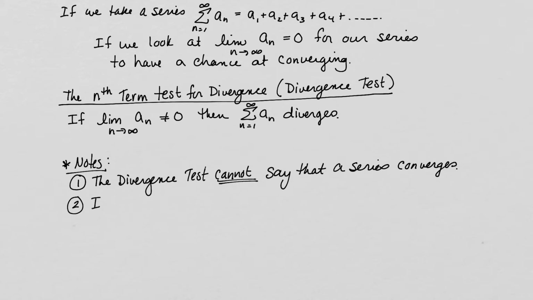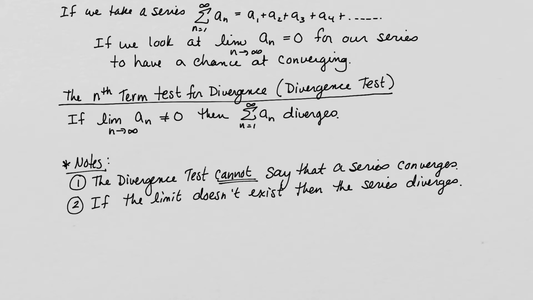Secondly, if the limit doesn't exist, then the series also diverges, right? I put that out there specifically because when I say the limit as n approaches infinity of a sub n is not equal to 0, people think we're talking only about a number. But we're also talking about if that limit turns out to be infinity. If you find that that limit doesn't exist at all, then you can also say that the series diverges. Questions?